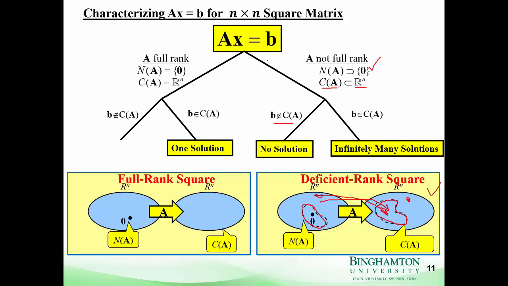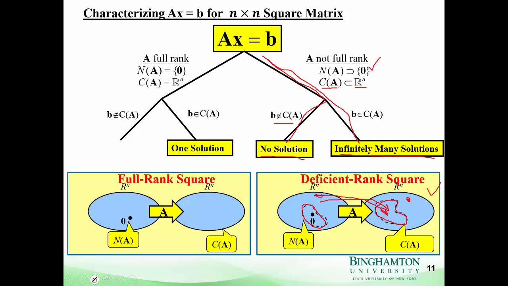So if I go down the path, A is square but not full rank, and my B is not in the column space, no solution. If I go down this path, A is square but not full rank, but B is in the column space, well, then I have infinitely many solutions. Why do I have infinitely many solutions?